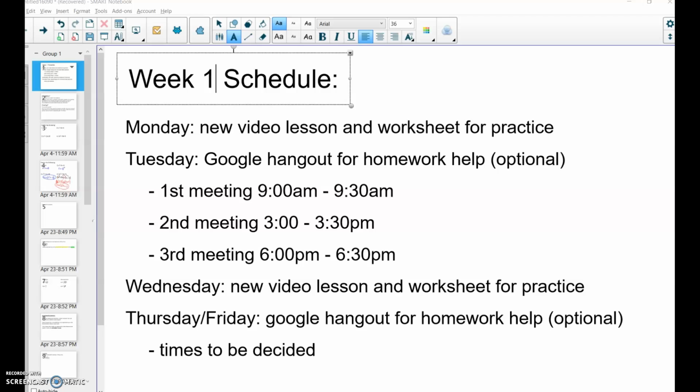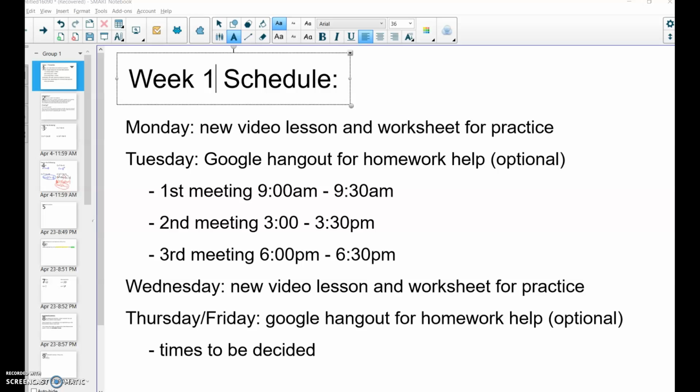As you see on this screen, here's the weekly schedule. We're just going to stick with this as the week one schedule, but it'll probably be the same as we go throughout the rest of the school year. Monday and Wednesdays are when you'll be getting a new video lesson. You'll have a practice worksheet to practice the new material as well.